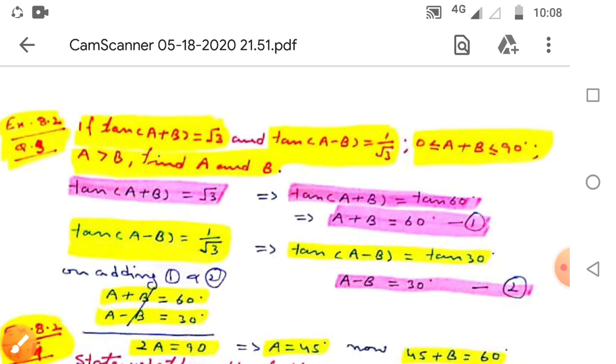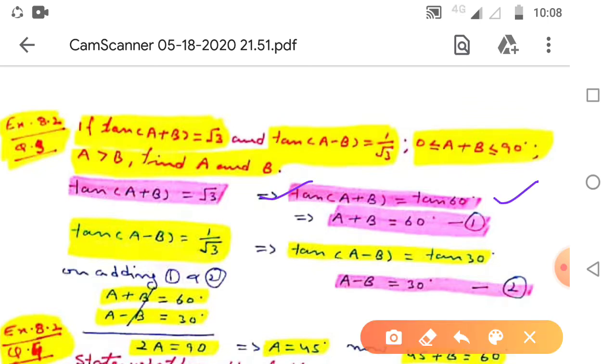So here tan (a plus b) is equal to tan 60. On both sides we have the same trigonometric ratio, so we can compare the angles. So a plus b is equal to 60. This is equation number 1. And tan (a minus b) is equal to 1 by under root 3, so tan (a minus b) is equal to tan 30. Comparing the angles on both sides, a minus b is equal to 30.